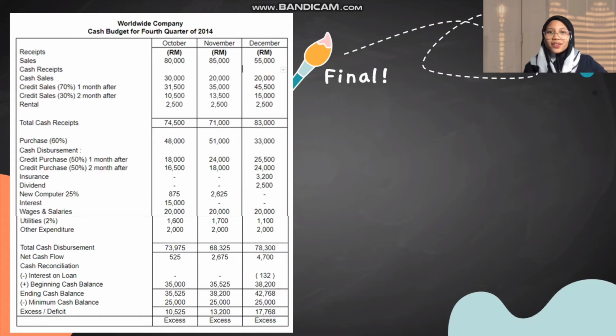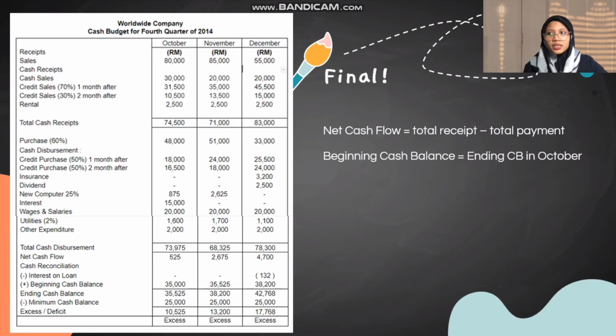So here is the final answer for the cash budget from receipt until the assets are deficit. For the net cash flow, total receipt minus total payment, and I get 525 for October, November is 2,675, and for December 4,700.